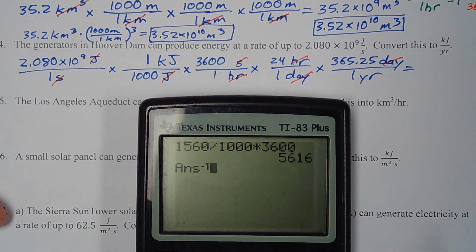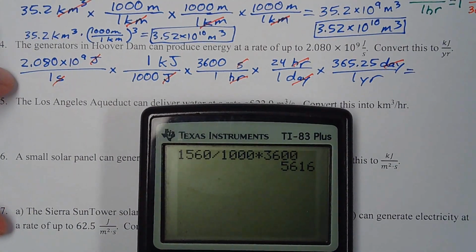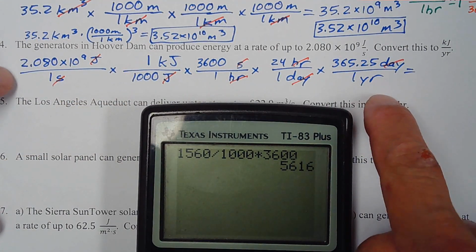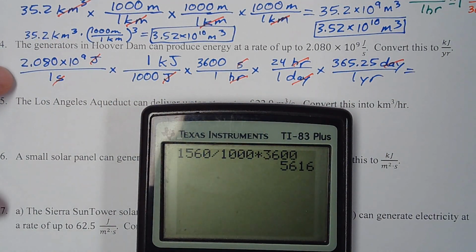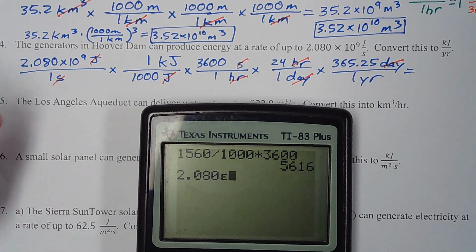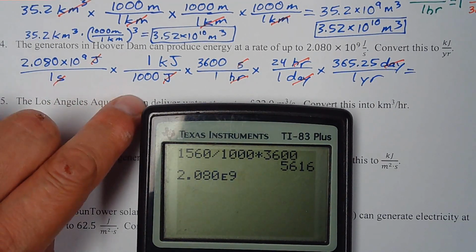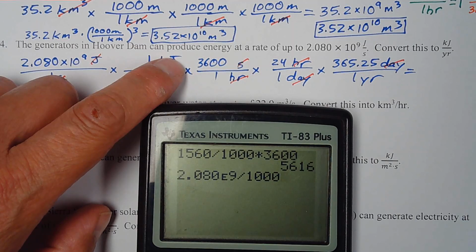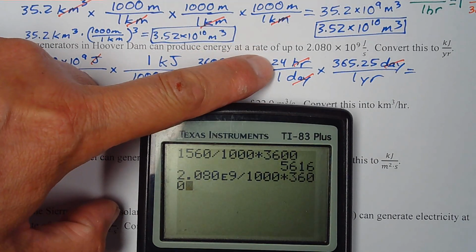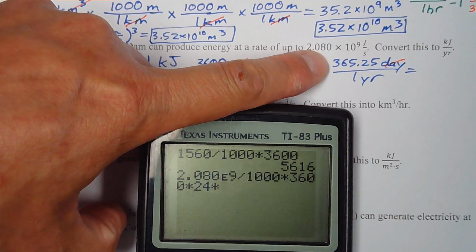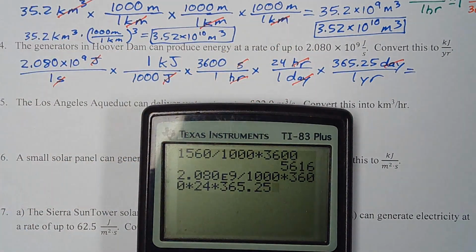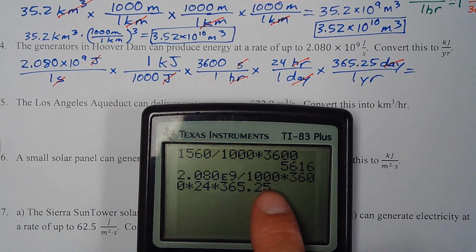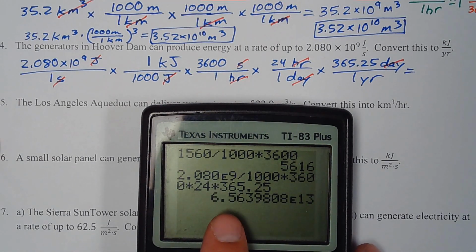Okay, time to do the actual math. Now that we know that the units cancel out, we got kilojoules on top, we got years on bottom, everything else cancels out, so we're good. We got 2.080 times 10 to the 9th divided by 1,000 times 3600 times 24 times 365.25. Double check to make sure that what we're doing is multiplying when we should multiply, dividing when we should divide. And we get a really big number.